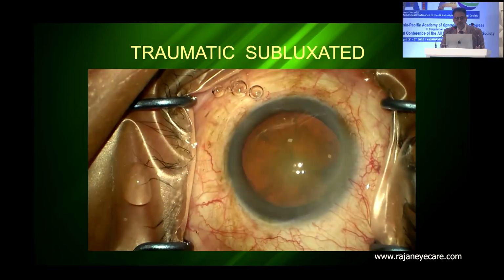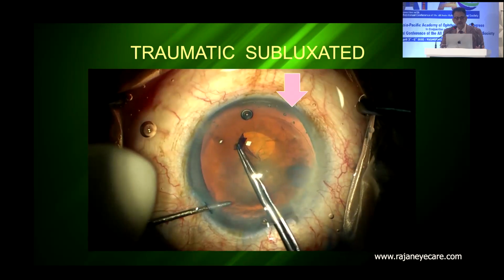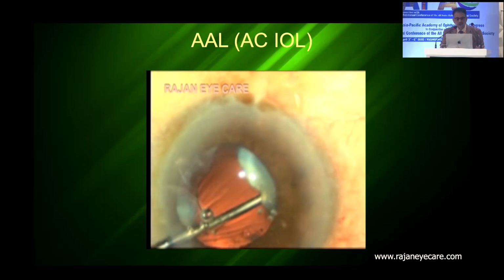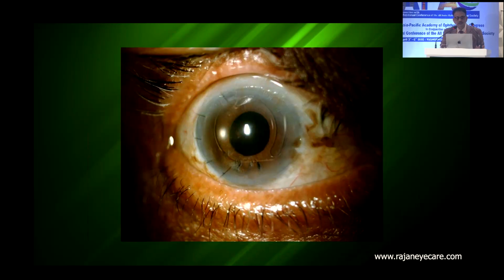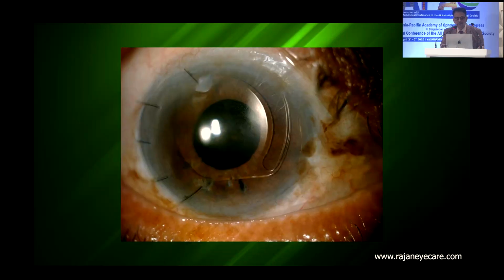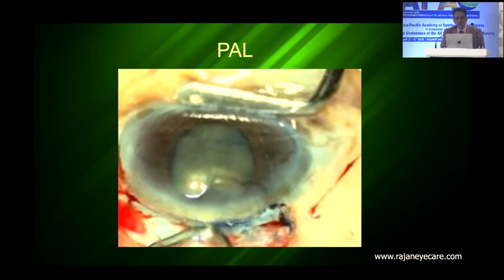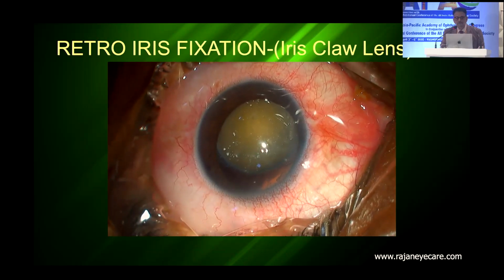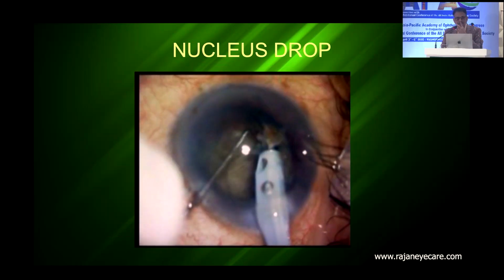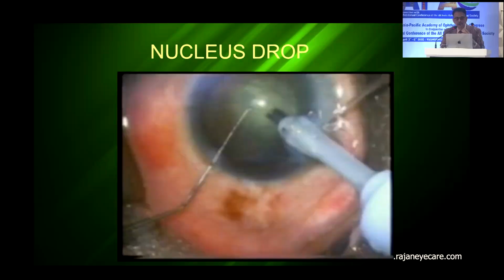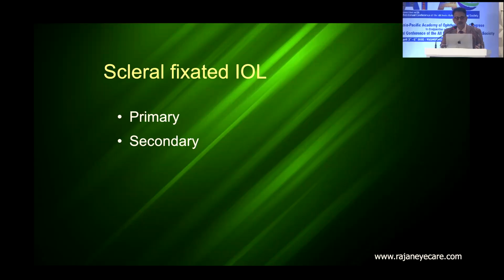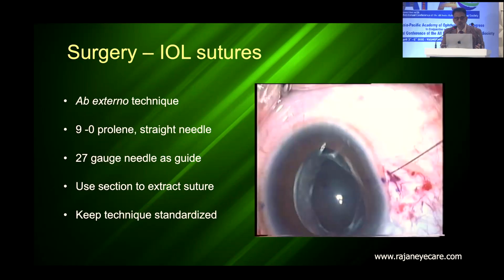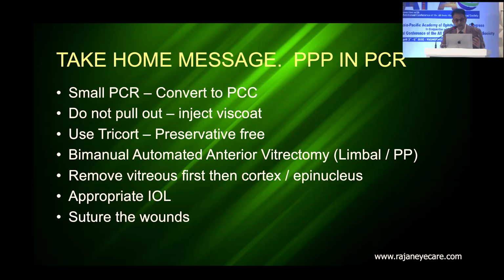So management of traumatic subluxated cataracts, all this, because I'm running out of time now: anterior levitation, and put an ACIOL. Very rarely we do that also. The patient is a very old patient, and this is a posterior levitation. Retro-iris claw lens, I think Nivian is going to talk about it, and nucleus drop and other things, and scleral fixation lens. I'll go through it very fast because all these are being covered.